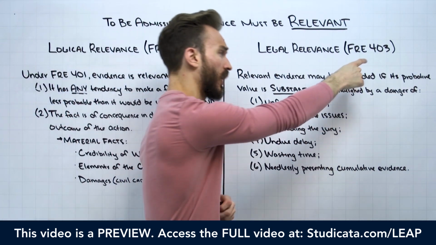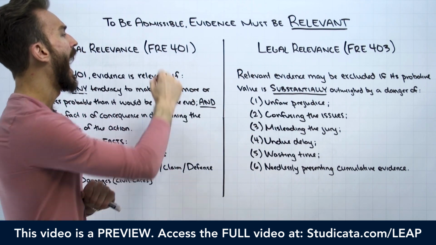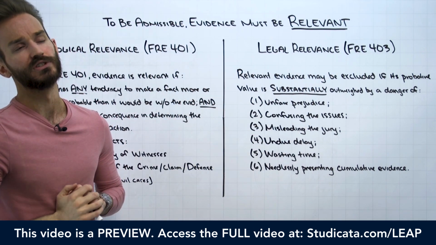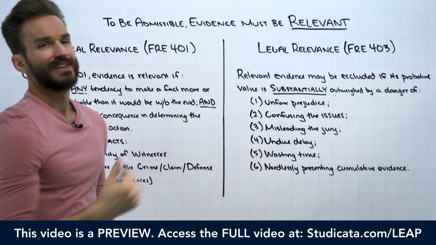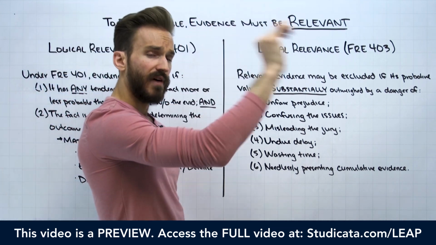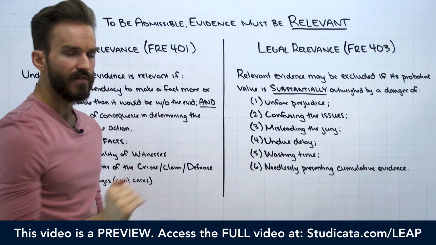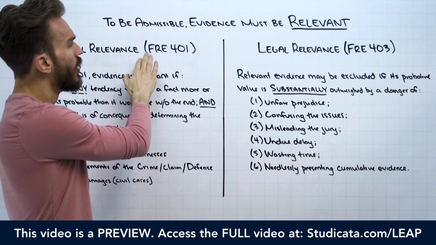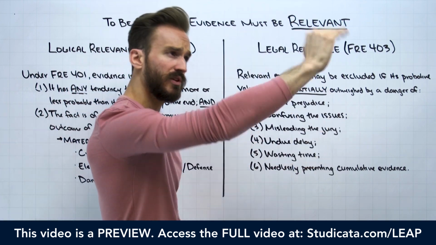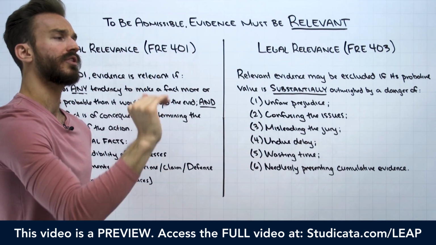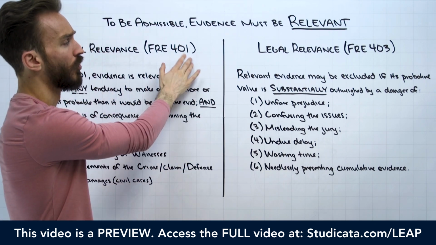Let's just briefly talk about 403, because this is immediately what you should think of after your 401 analysis. So again, as a big picture refresher, on an evidence essay, you're going through each piece of evidence, trying to determine whether or not each piece of evidence is admissible. Well, we know our gateway is 401. Is it logically relevant? For each piece of evidence, we want to determine whether or not it's probative and material. We go through our elements under 401.